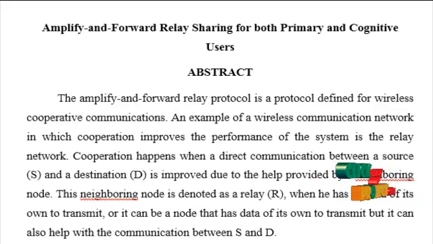The Amplify and Forward Relay Protocol is a protocol defined for wireless cooperative communication, an example of a wireless communication network in which cooperation improves the performance of the system. In a relay network, cooperation happens when direct communication between a source and a destination is improved due to the help provided by a neighboring node. This neighboring node is denoted as a relay. It can be a node that has no data of its own to transmit, or a node that has data of its own to transmit but can also help with the communication between source and destination.